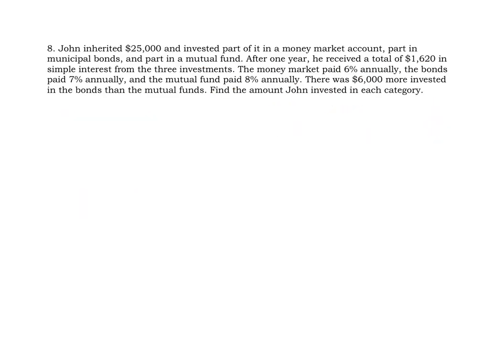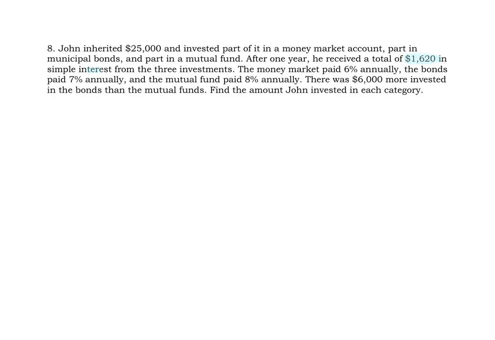Okay, last one for today. John inherited $25,000, invested part of it in a money market account, part of it in municipal bonds, and part of it in mutual fund. After 1 year, he received a total, so they're telling me a total, we've got to pay attention, total of that and interest from the 3 investments.